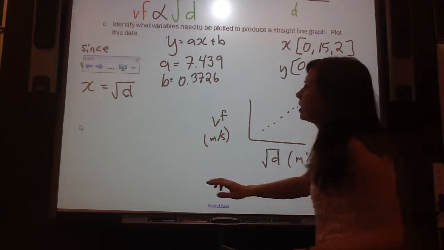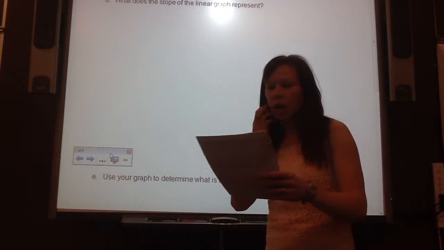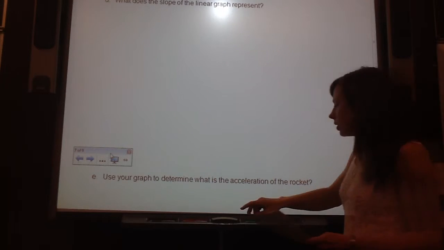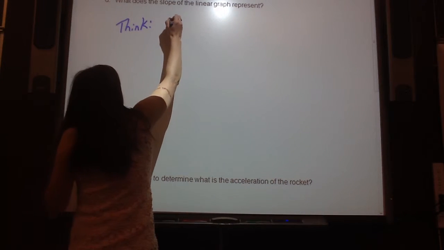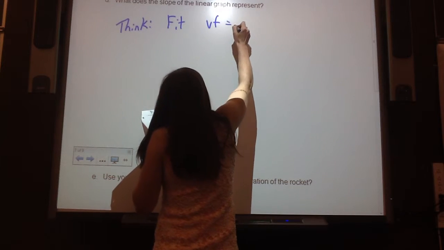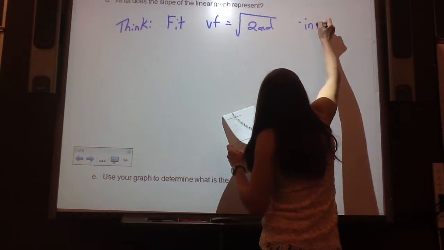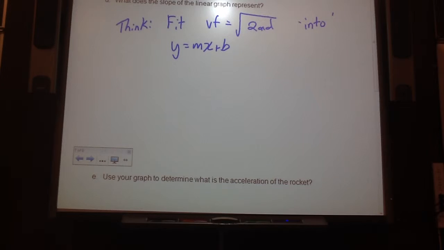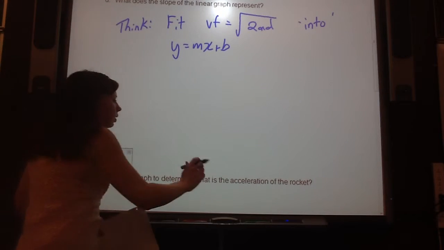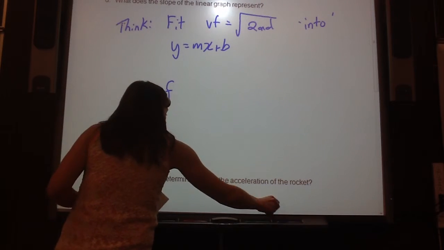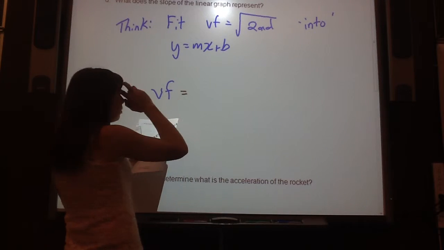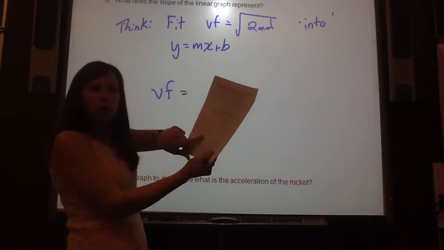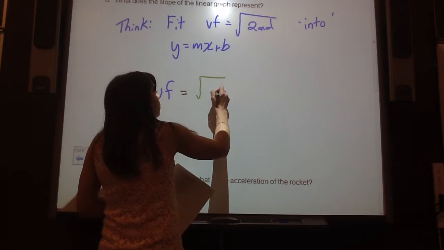So let's move on to the next question then, and see if we can use what we just figured out. What does the slope of the linear graph represent? Okay, so that means we need to fit our VF is equal to the square root of 2AD into our y equals mx plus b formula to figure out which one is the m. So we know that this is our y. What is my x? We said x is equal to the square root of d. I know that's an x.